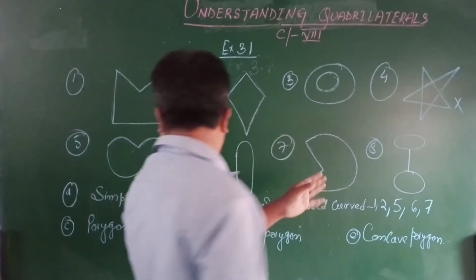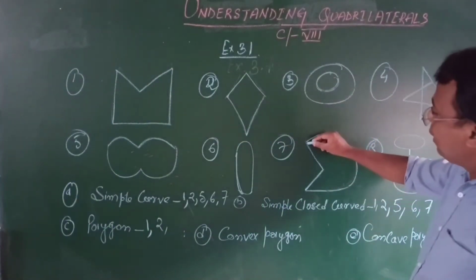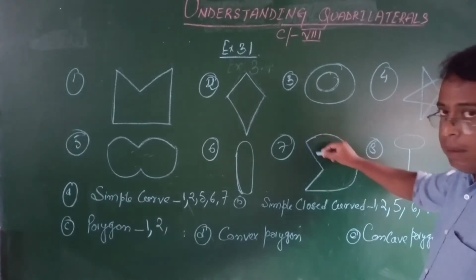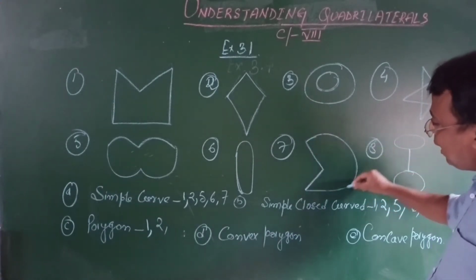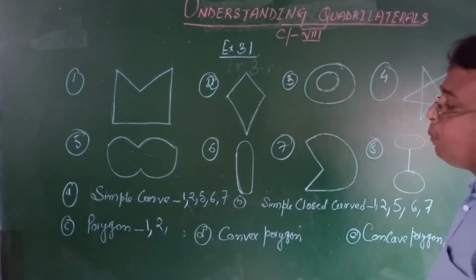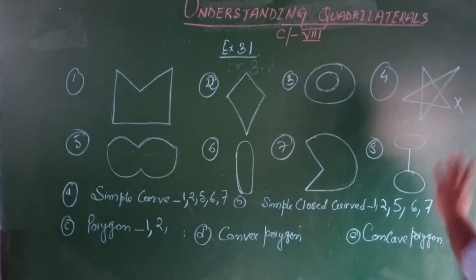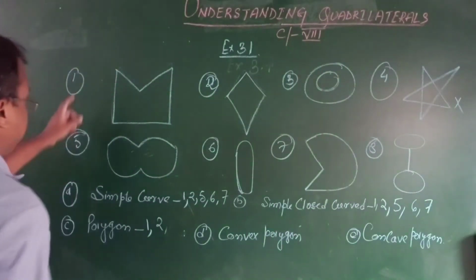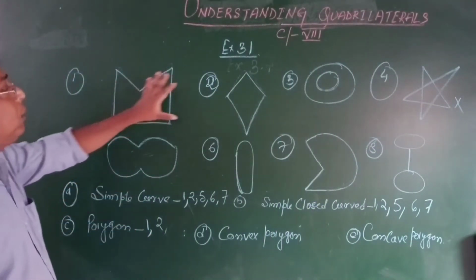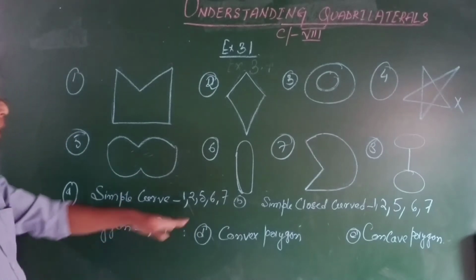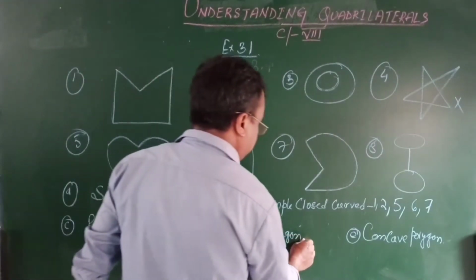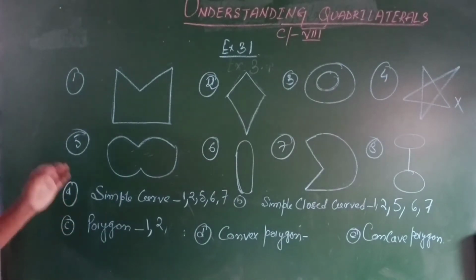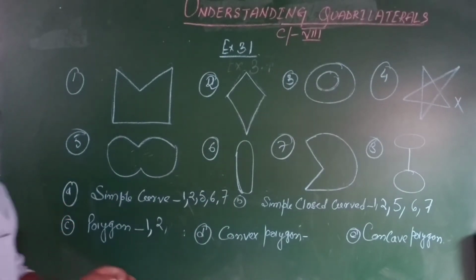Okay. And come to this one. You see, this is also a closed curve, but only 2 line segments are there, and this part is not a line segment. That's why it is not a polygon. So figure number 1 and 2 are what? Polygons. Now come to convex polygon. Out of these figures, which one is a convex polygon? So to draw a convex polygon, we need what?